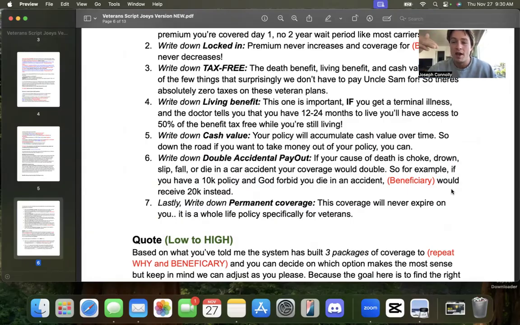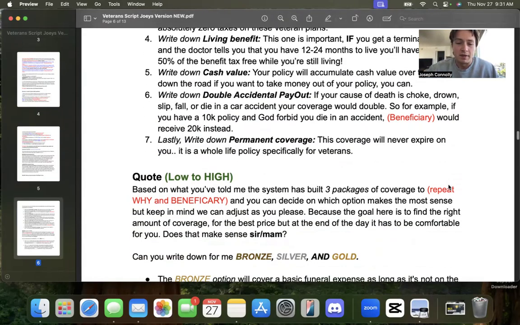I know with Americo, you can quote it if they're older than 75, but Corebridge, you can't. Ethos doesn't do it, period. With Corebridge, or AIG, whatever you want to call it, if they're over 75, they don't do double accidental. Just in case I'm doing Corebridge, I'm not going to read that if they're over 75. And then, yeah, perfect coverage, blah, blah.